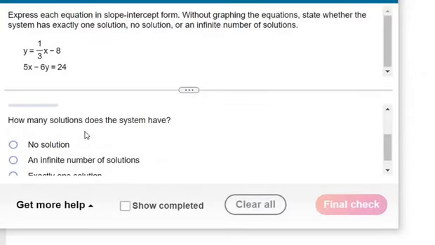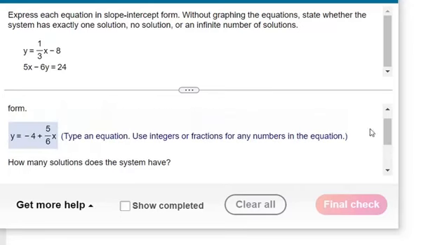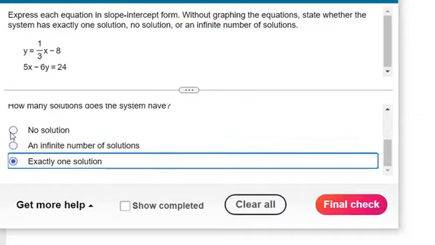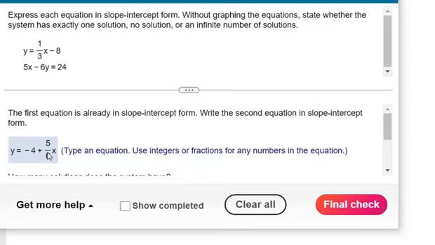How many solutions does it have? So what they're getting at is that these two slopes aren't the same. That means the lines are guaranteed to cross at some point. So there's one solution. There would be no solution if this slope was 1/3, because this is 1/3 and this is 1/3. So they'd be parallel with one another. They'd never cross, so there would never be a solution.